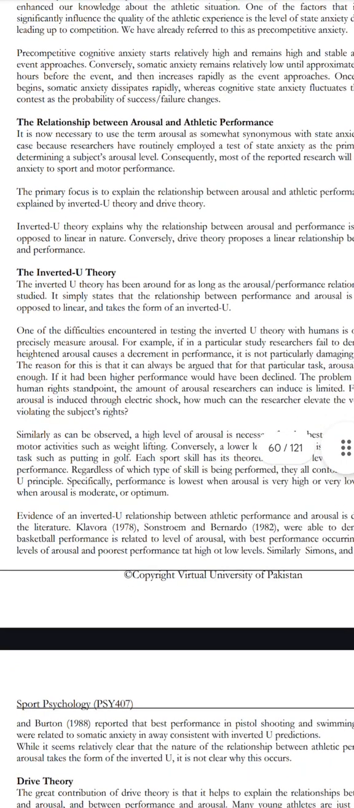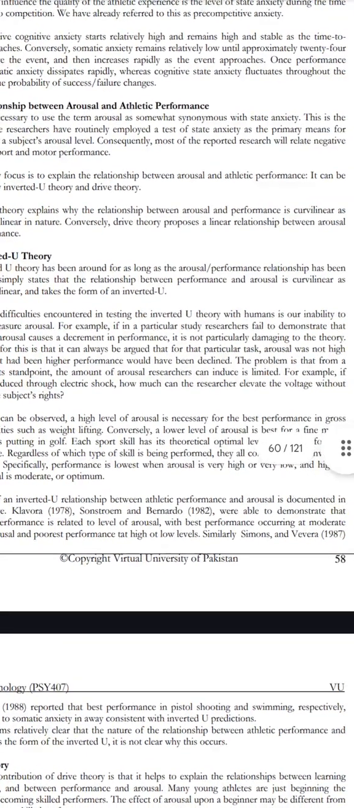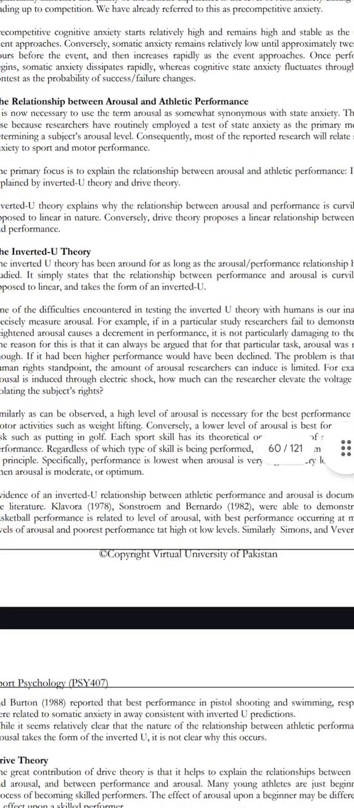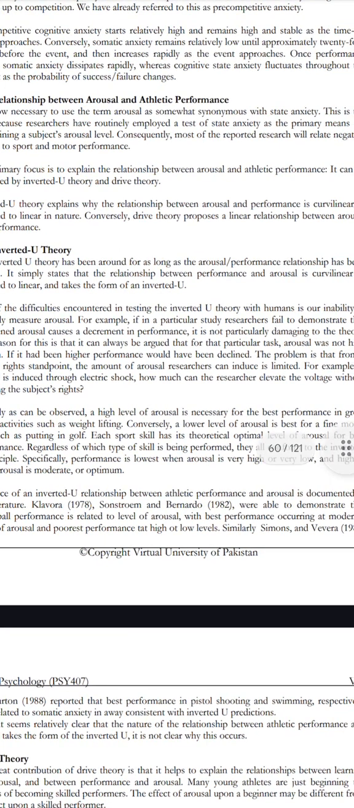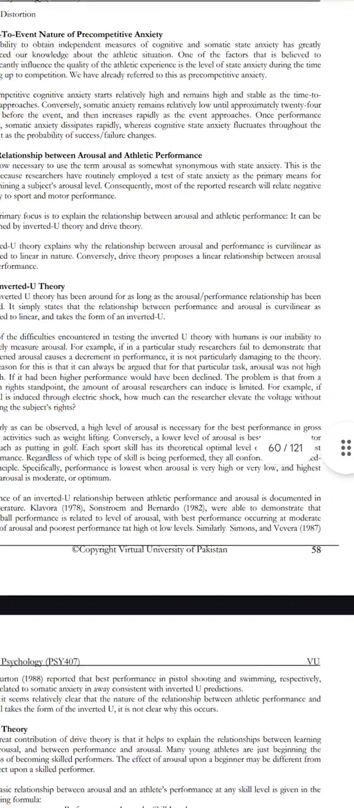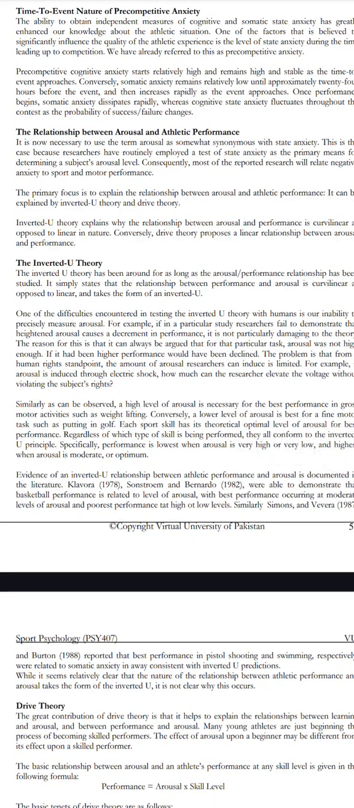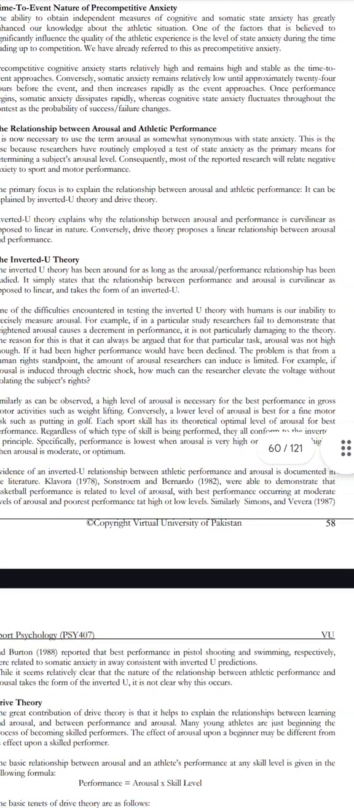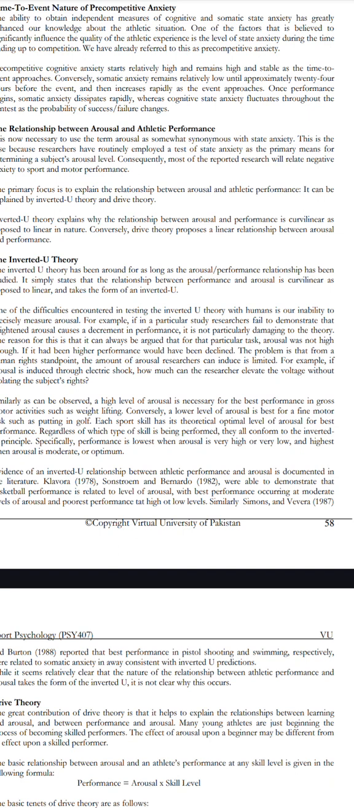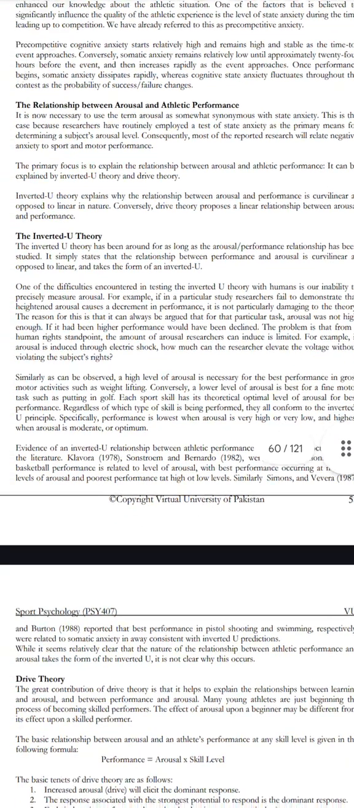The evidence of the inverted U relationship between athletic performance and arousal is documented by Klavora, Sonstroem, and Bernardo, and they were able to explain the inverted U relationship, with basketball performance related to the level of arousal. Similarly, Sonstroem and Burton explain it in shooting and swimming.